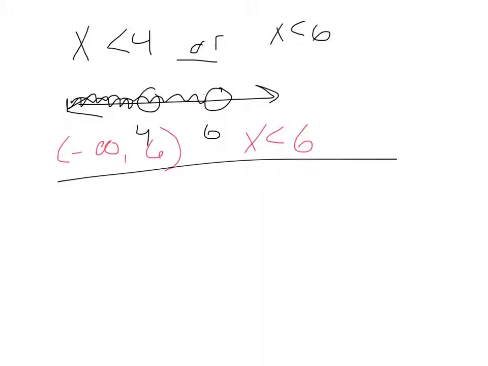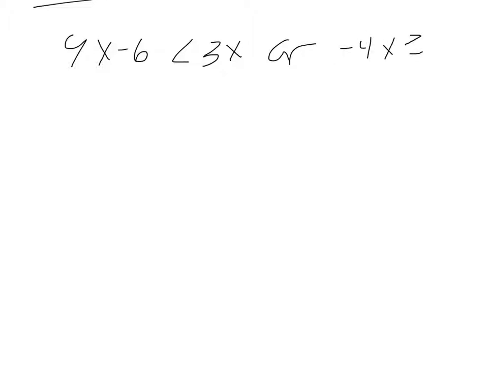Now taking a look at the next one, we're looking at 9x minus 6 is less than 3x, or negative 4x is less than or equal to negative 12. So we're going to solve these individually, graph them, and then come up with the solution set.